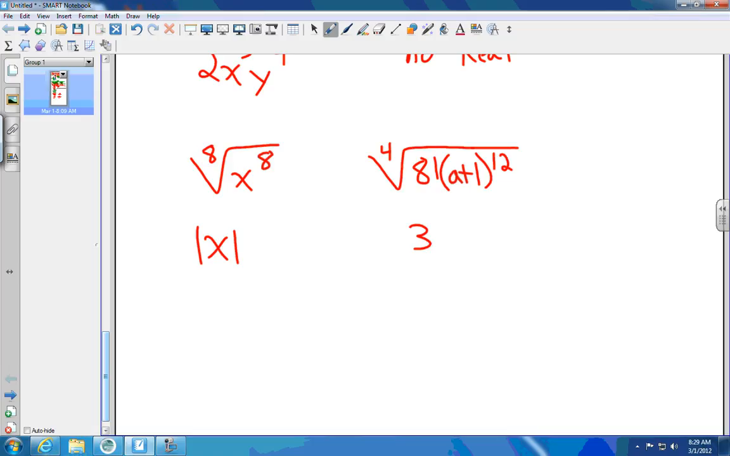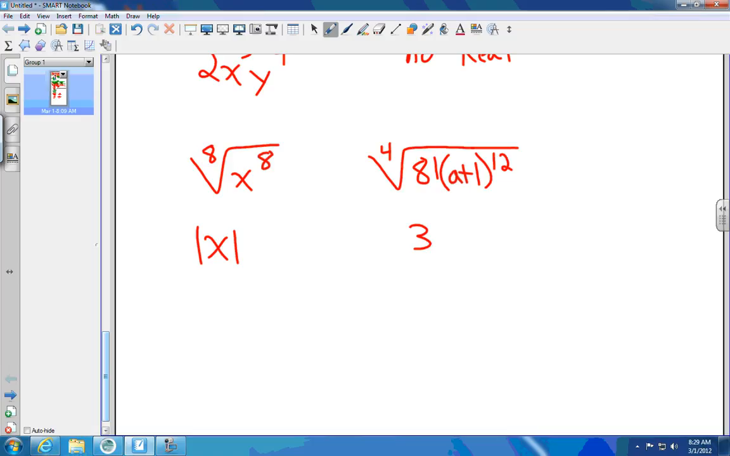Yes. So we have an even index, and our b is positive. That means our answer has to be positive. Is that 3 positive? So we need to put the 3 in absolute value.